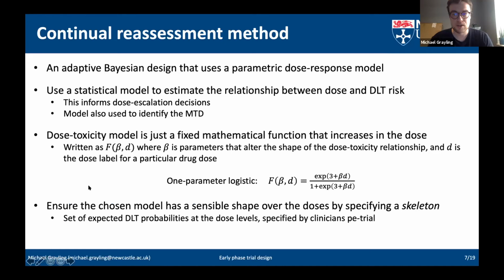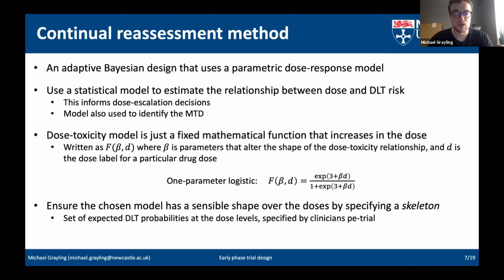Okay, so what might you use instead then? Well, you might use what's known as a model-based design. Now I'm going to talk about the CRM, which is a particular model-based approach. So to be technical, it's an adaptive Bayesian design using a parametric dose response model. So essentially what's going on here is that you're actually using a statistical model to estimate the relationship between dose and DLT risk. And then it's this model that advises you on your dose escalation decisions and helps you identify the MTD. So evidently this model is going to become really fundamental and key to this approach.